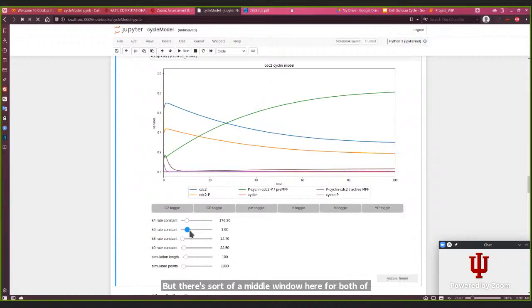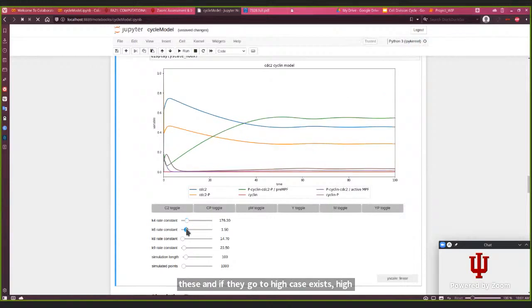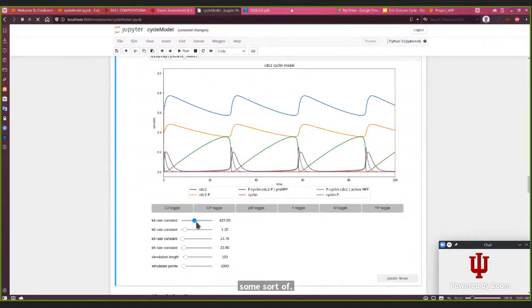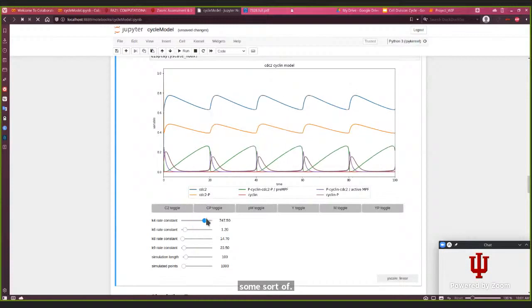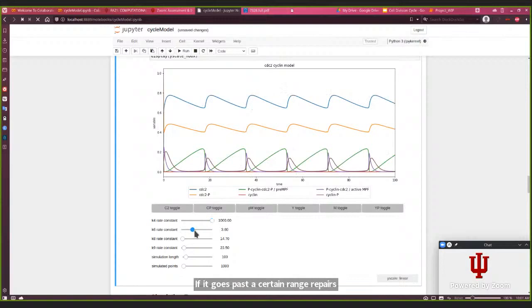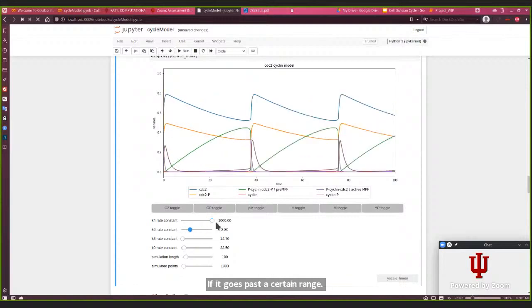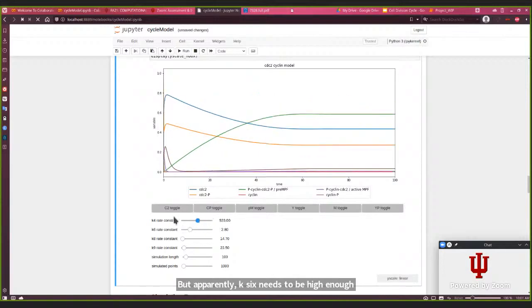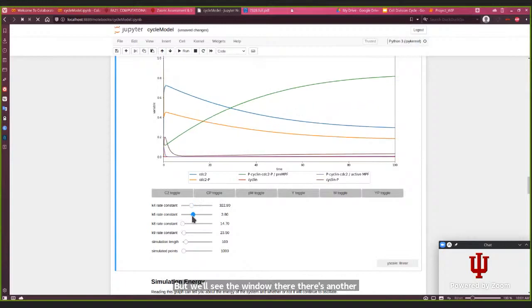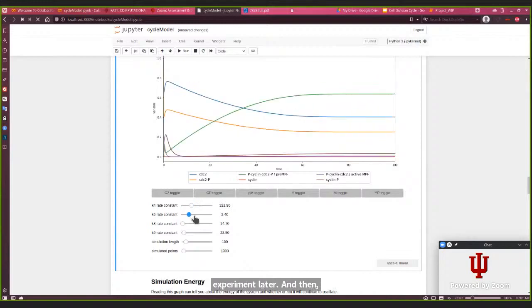if K6 is too high, we get some sort of steady result at the end, and the same with K4 if it goes past a certain range. But apparently K6 needs to be high enough too for that. But we'll see the window there. There's another experiment later. And then K, if I can get this to reset.